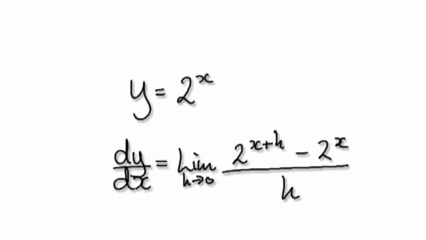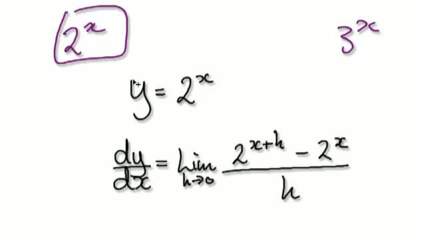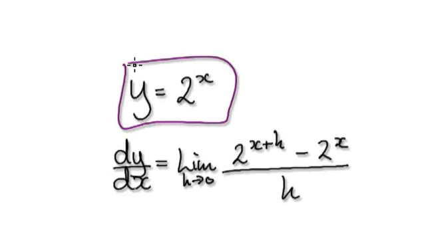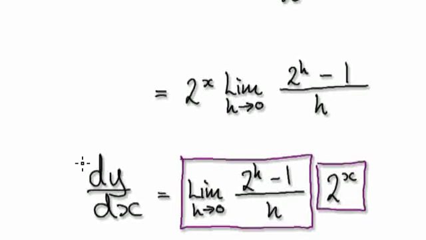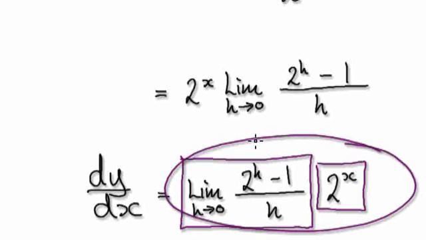At the end of the previous video, I asked you to differentiate 2 to the power of x and also 3 to the power of x. So in the case of 2 to the power of x, if you start out with y equals 2 to the power of x, you would get to dy by dx equals this thing here. At the end of the previous video, we got to this stage here.